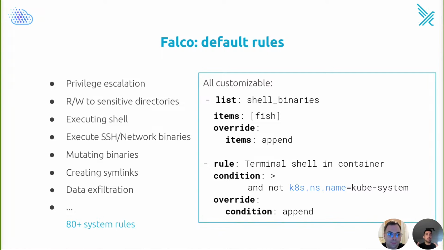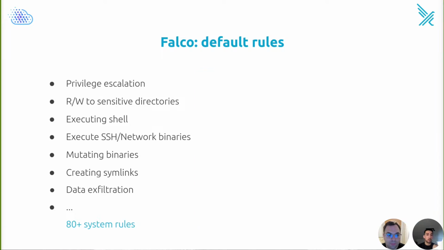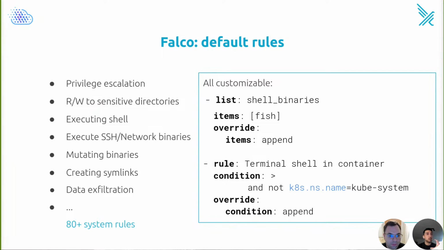For example, if someday you want to exclude kube-system from the rule I showed just before, you can just add this block in a custom file, and it will override the default rule. Everything is extensible, and you can override anything by appending elements or by totally replacing the rule. I think it's clear enough.